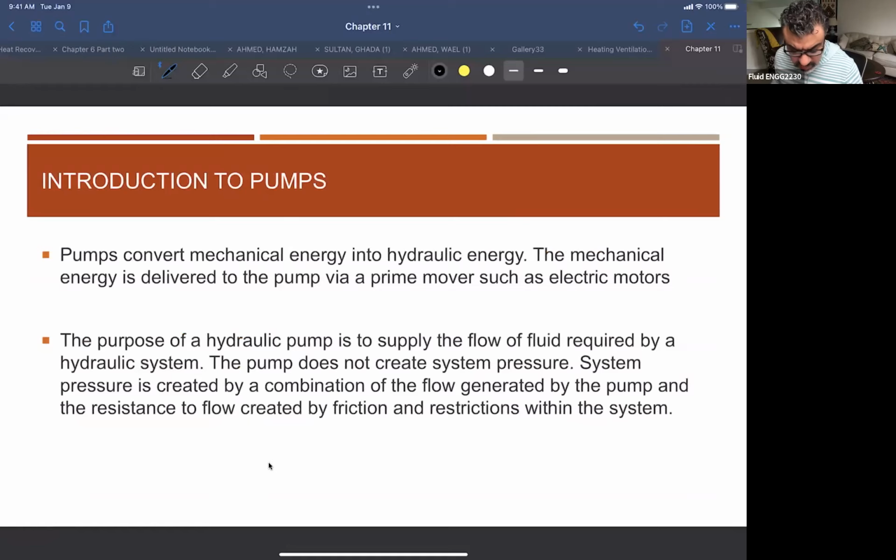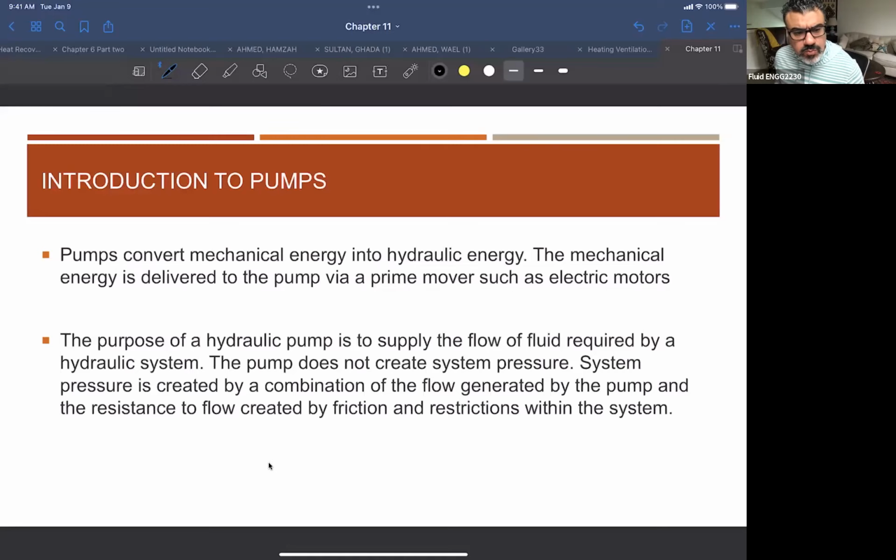So again, let's start with a pump, because this is the easiest one. Dealing with an incompressible fluid is always much easier than dealing with gases. And this is what we're going to focus on in these chapters. So we're going to talk about pumps.